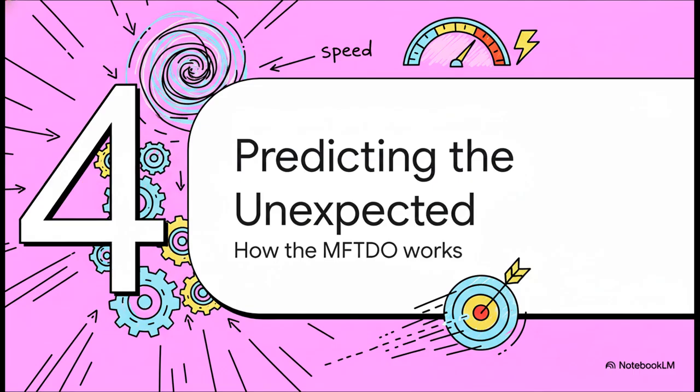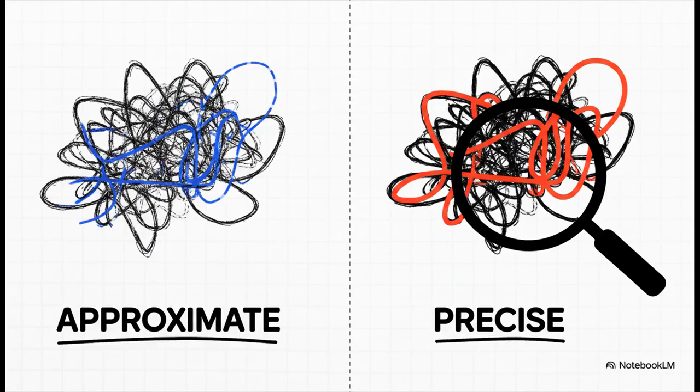Its entire job is to predict the unexpected, and its secret weapon is a combination of incredible speed and dead-on accuracy. So here's the absolute game changer. Previous methods could only ever approximate the disruptive forces, and usually with a bit of a delay. The MFTDO is totally different. It gives a precise estimation of the disturbance. It knows exactly what it's up against, and that allows for a much more accurate and, of course, a much more effective response.